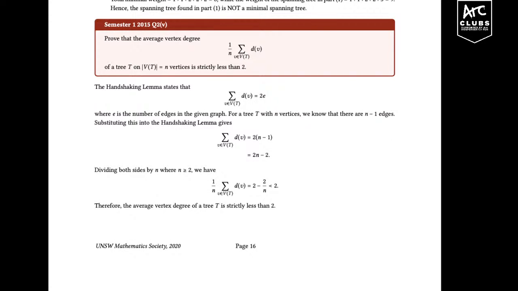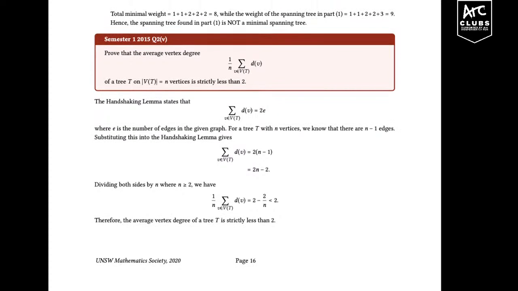They don't really stray far from these types of questions, but there is one question that might be a little bit difficult for you guys, and that's a proof question. This question says, prove that the average vertex degree, which is given by this here, of a tree with n vertices is strictly less than 2.